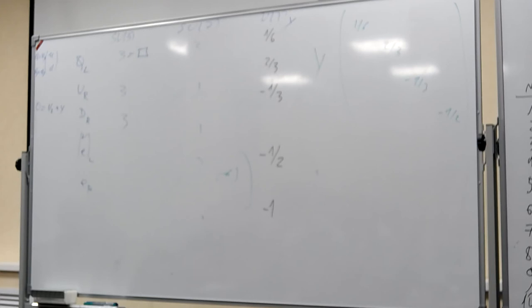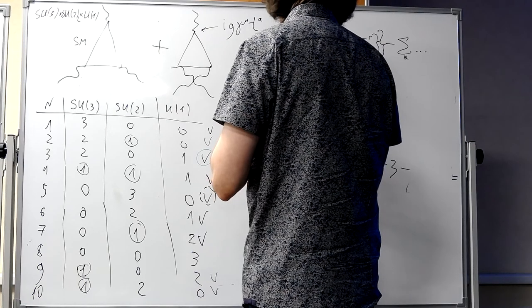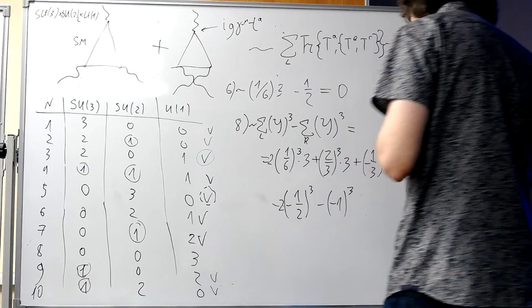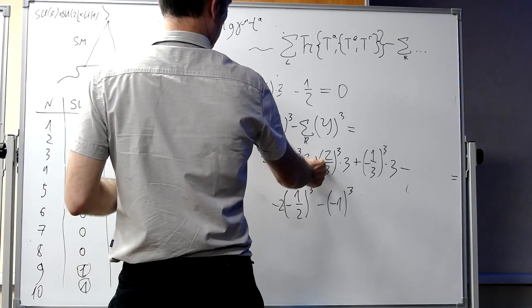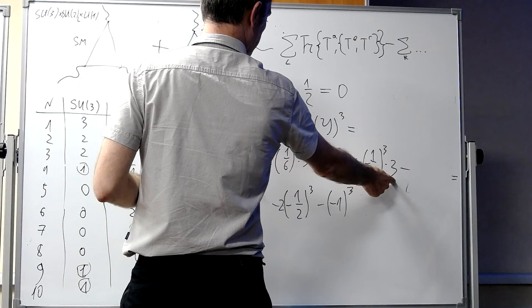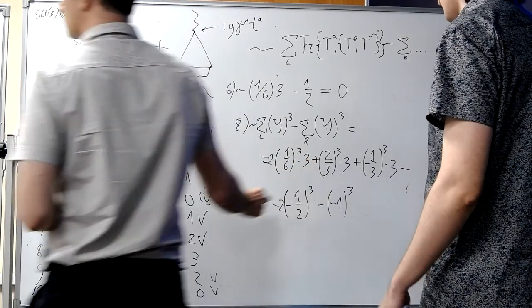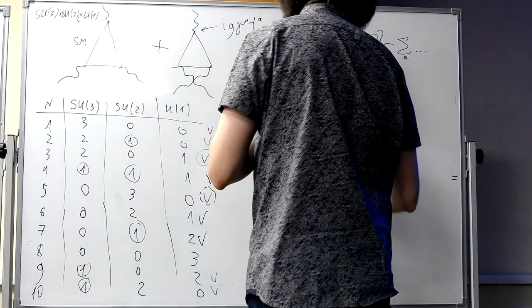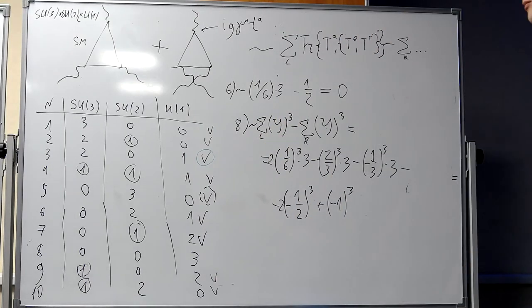So let's see, yes, 2 because it's a doublet, 3 because of the colors, 1/6 to the cube, correct, 2/3 cubed times 3, that's correct, minus 1/3 cubed times 3, okay. Well, here you have to be careful because they are right-handed, so you should probably put a minus sign, no? It was a sum, the trace of the left minus the trace of the right. Okay, plus 2, yes, minus 1/2 cubed, minus 1 cubed, yes. And okay, you can check this should be equal to 0.